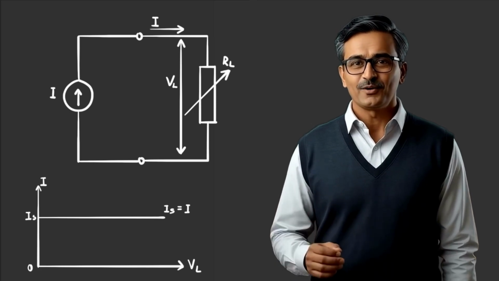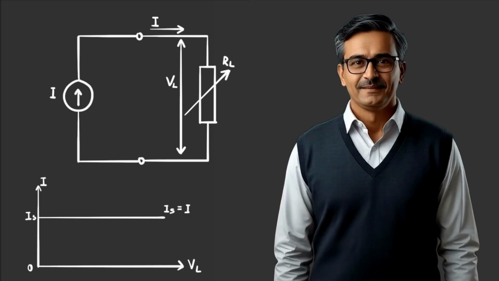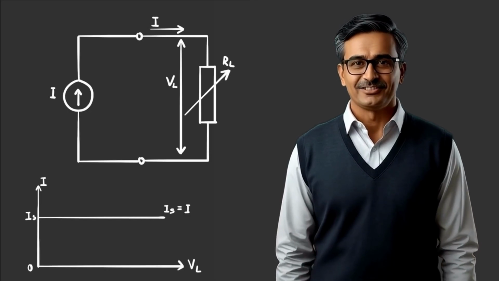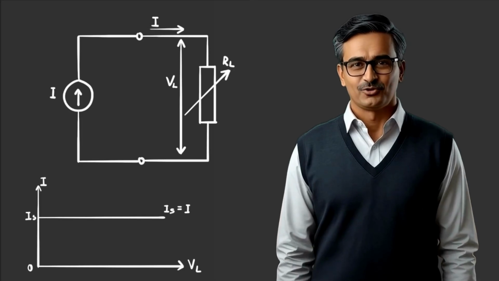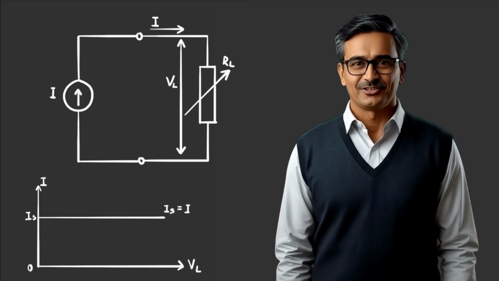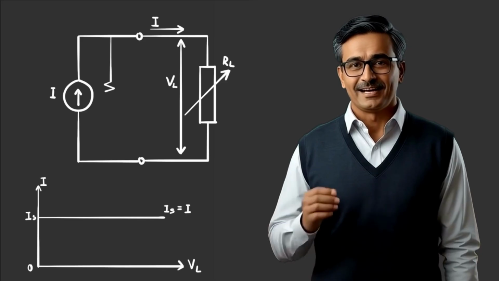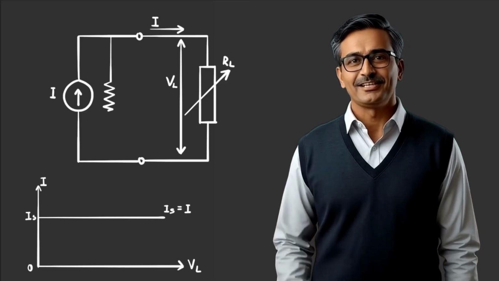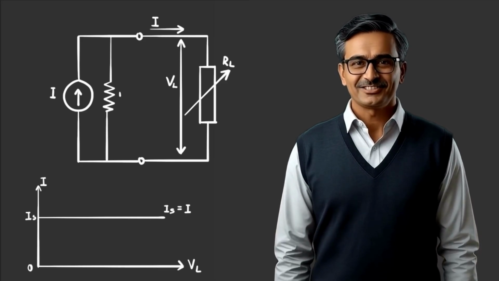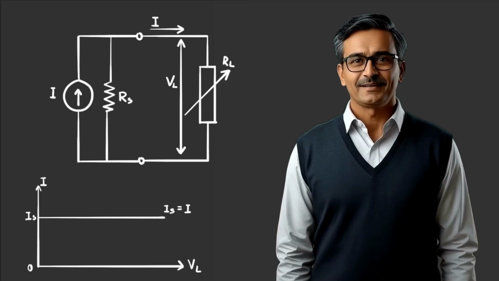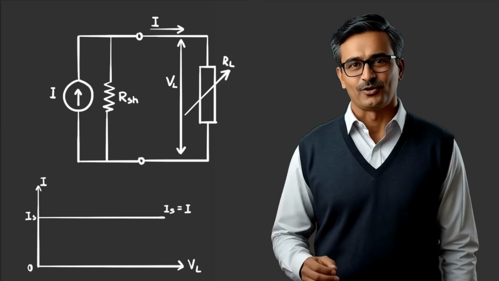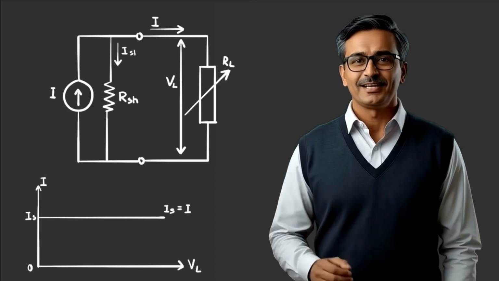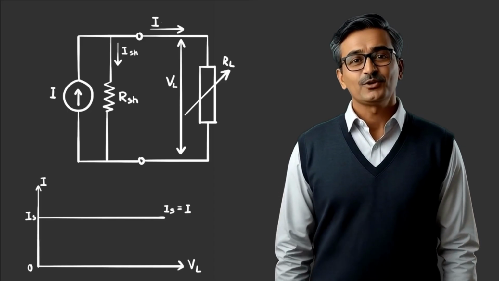Now let's talk about a practical current source. In real life, every current source has internal resistance. A practical current source is modeled as an ideal current source connected in parallel with a high internal resistance. This resistance is called shunt resistance. When we connect a load, the current divides between the internal resistance and the load.